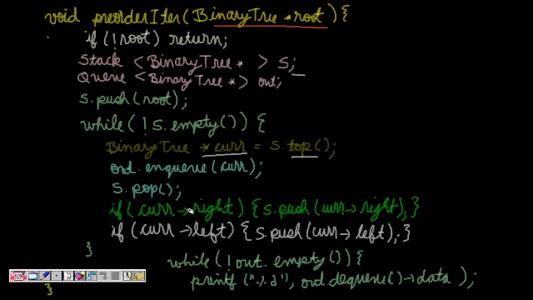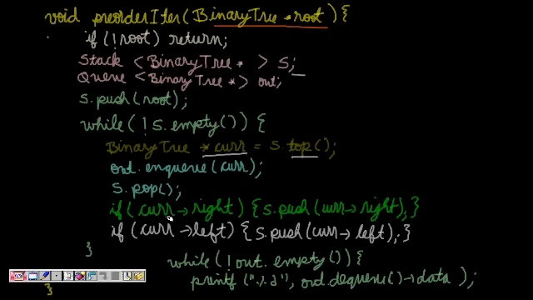Now if the current right is not null, I push the right child first to the stack, and then if the current left is also not null, I push it onto the stack. And again here I push the right child before the left child, because I want to process the left child first. So this I keep doing, and until when? Until the stack is empty.